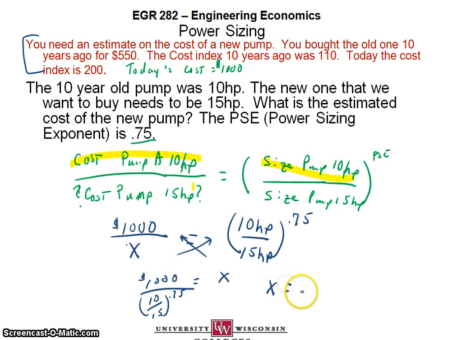And we will see that x will equal an estimated $1,355. And if we look at this, it makes sense, right? We would think that a larger pump would cost more, which is showing that a 10 horsepower pump today is $1,000 and a 15 horsepower pump is $1,355. So that seems to make sense. Also, we know that the original 10 horsepower pump was $550 10 years ago. Today it's $1,000. So that all seems to make sense.